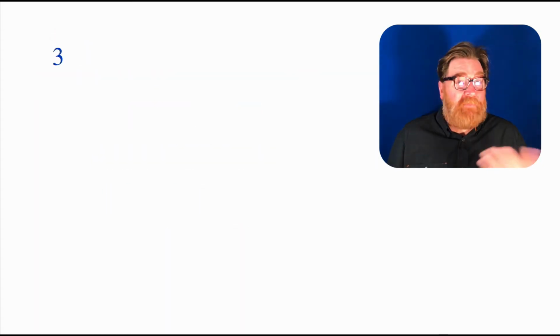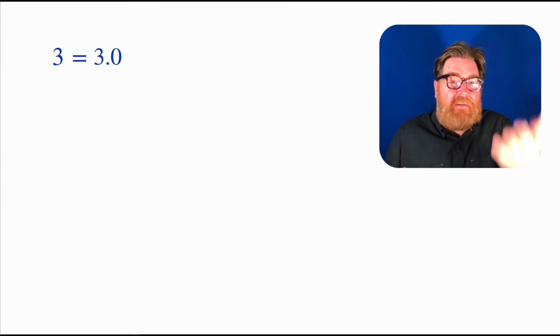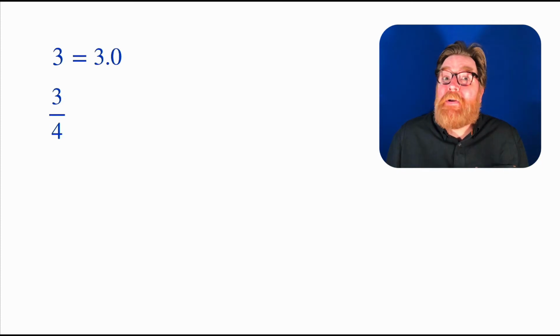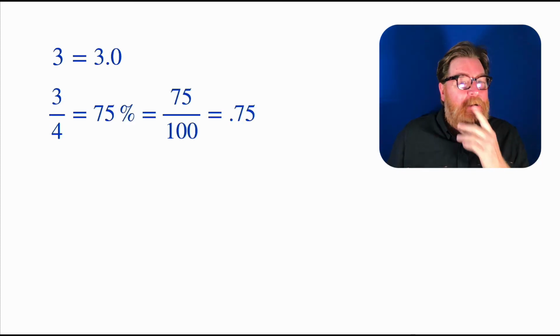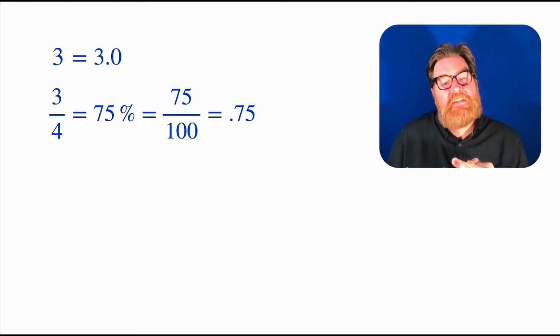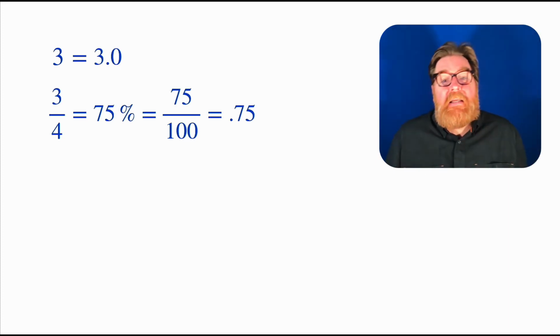So for example, the number 3. This is what I mean by maybe in disguise. It doesn't look like a decimal, but you guys know, of course, we can write it as 3.0. 3/4. Well, you know what? Remember that was 75%. We talked about those famous percentages. 75 hundredths or 0.75. So even 3/4, it's really 0.75, 75 hundredths.